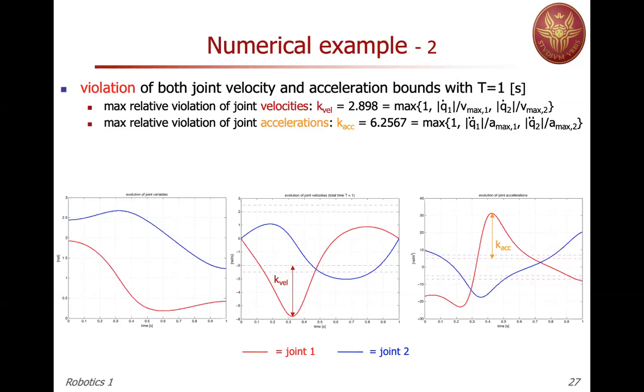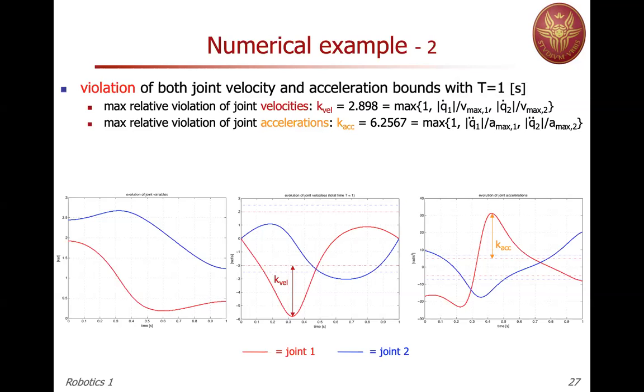The 1 in first position means that if all the joint velocity at any time during this time interval of 1 second remains within the bound Vmax1 and Vmax2, these two numbers, the second and third number in the first expression, are less than 1, so the maximum of these three is 1. So this will induce no need of scaling as concerns the velocity. Now, you do the same computation for the acceleration.